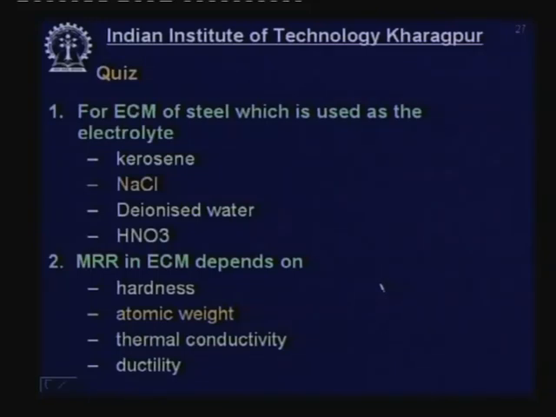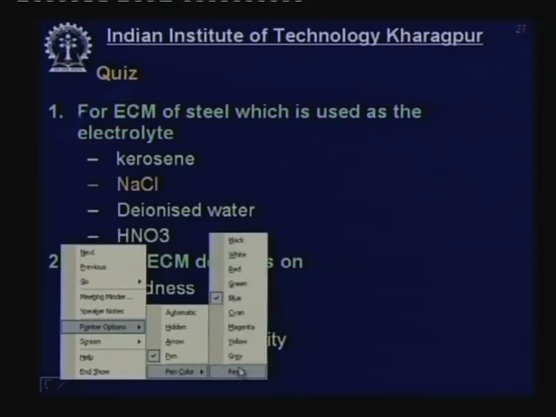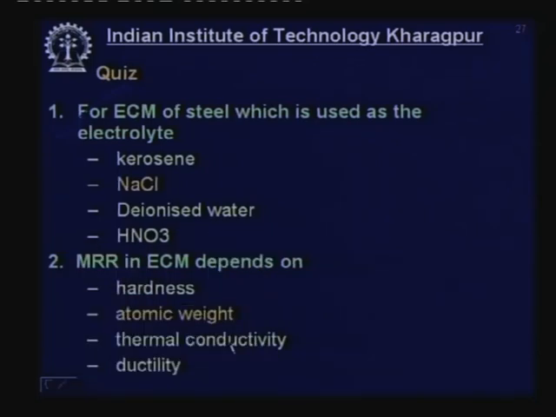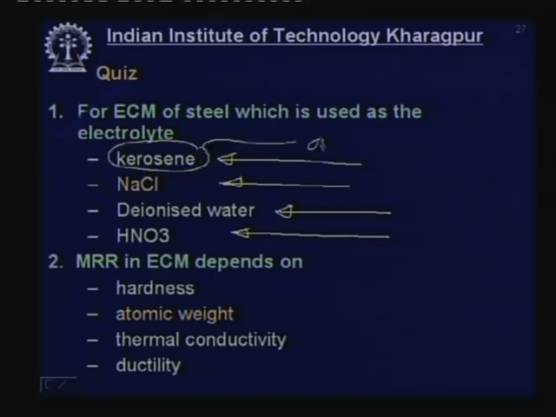So, let us come to our first question. What is our first question? For electrochemical machining of steel, so my work material is steel, what has to be used as an electrolyte? What are the options? The options are kerosene, sodium chloride, deionized water and nitric acid. Which one should be used? We already know that kerosene is typically a dielectric medium, and it is used as a dielectric medium in electrodischarge machining. It is not going to ionize very easily. You require much higher voltage to ionize it. So, kerosene is definitely not used as an electrolyte.